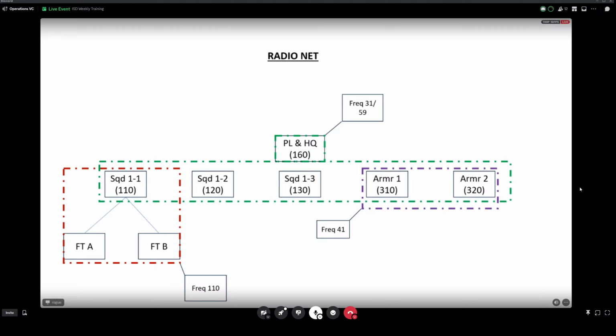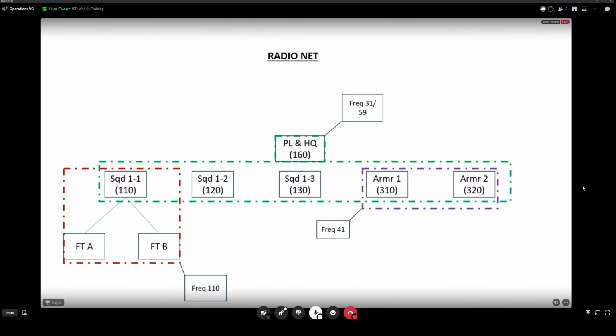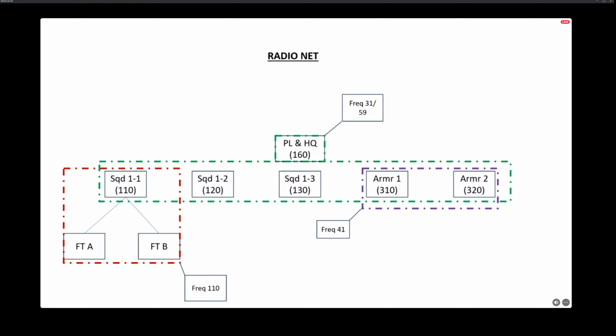Okay, guys, we're starting off with comms. We're starting off with our TTP on radio communication. This has been inspired by the fact that I believe last operation we had a lot of comms issues, although I was not a part of it, but then the feedback made that relevant.